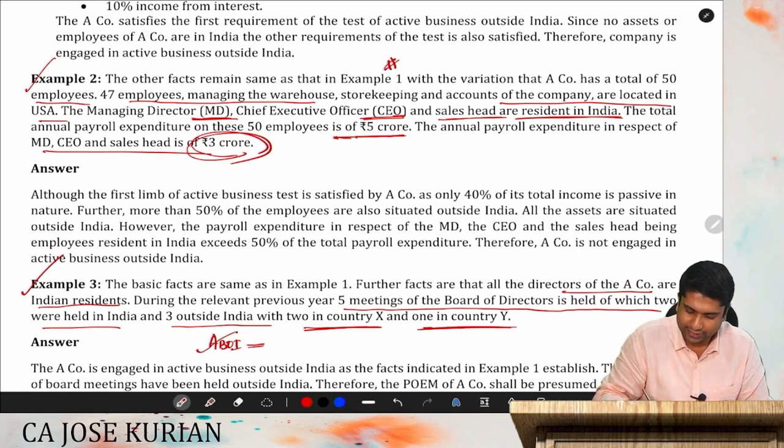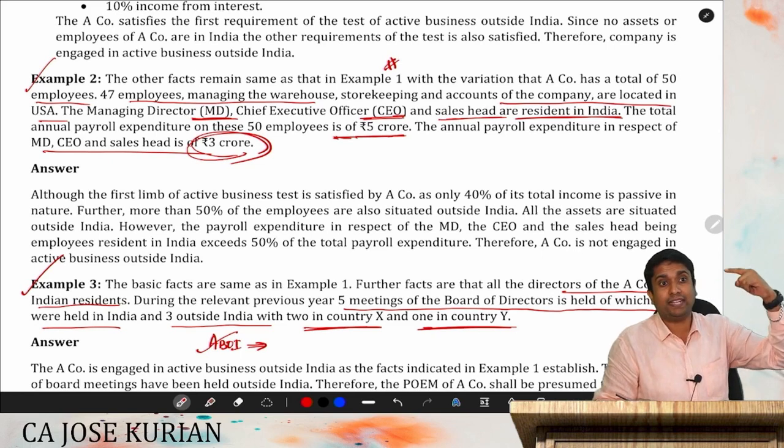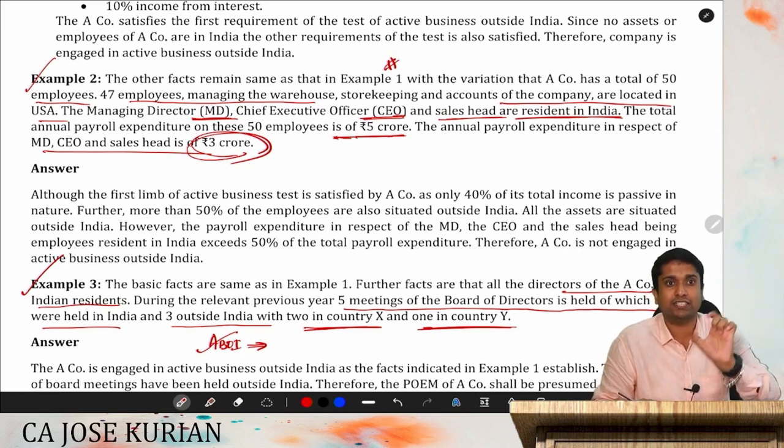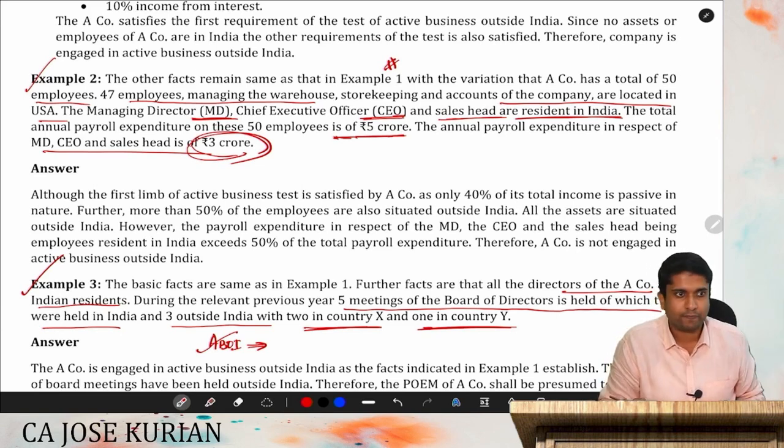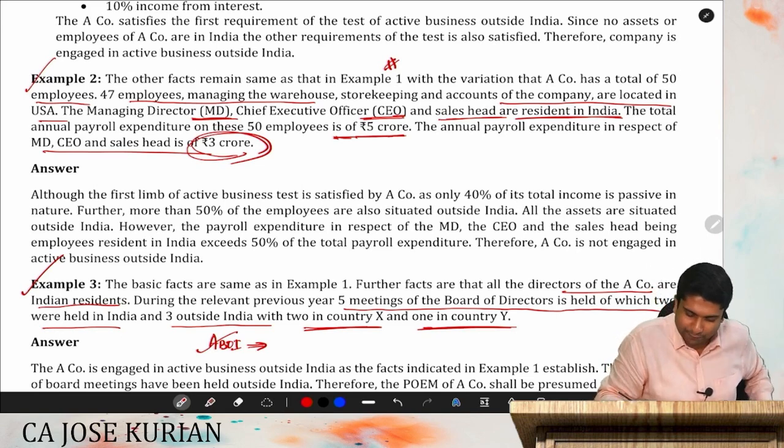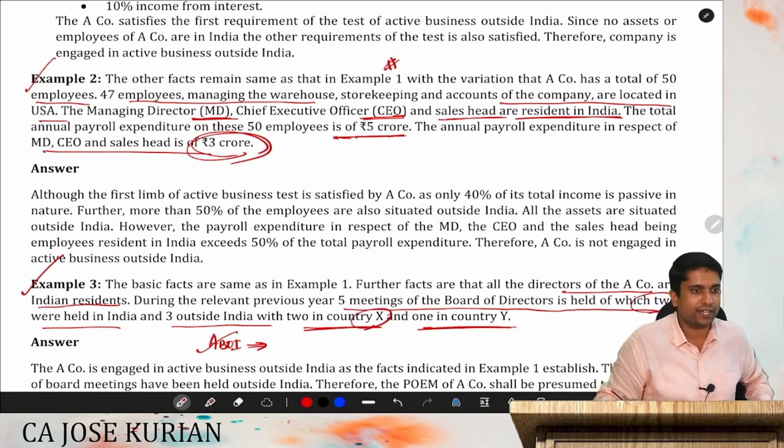If ABOI is satisfied and majority board meetings are also outside India, then what is the final conclusion? Place of management is also outside India, yes or no? But here there is a problem. In India, 2 board meetings were held. In country X, 2 board meetings were held. Country Y, 1 board meeting held. So it is a tie between India and country X. Yes or no? So is POEM in India or outside India?